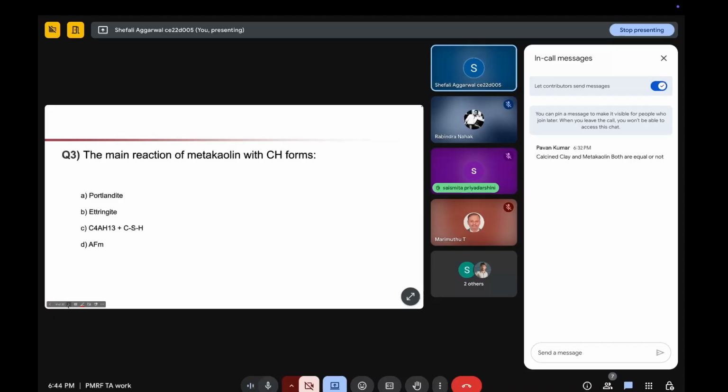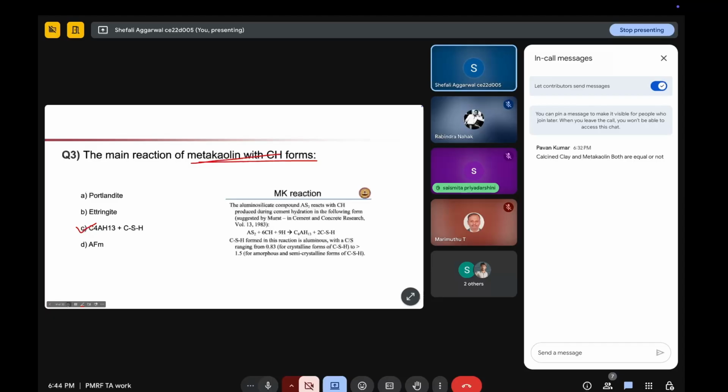The main reaction of metakaolin with the CH forms portlandite, ettringite, C4AH13 plus CSH or AFM. Correct. So when we are adding metakaolin, and it reacts with CH, it will form additional CSH and a new product, C4AH13. This is the formula of metakaolin, AS2, aluminous silicate.